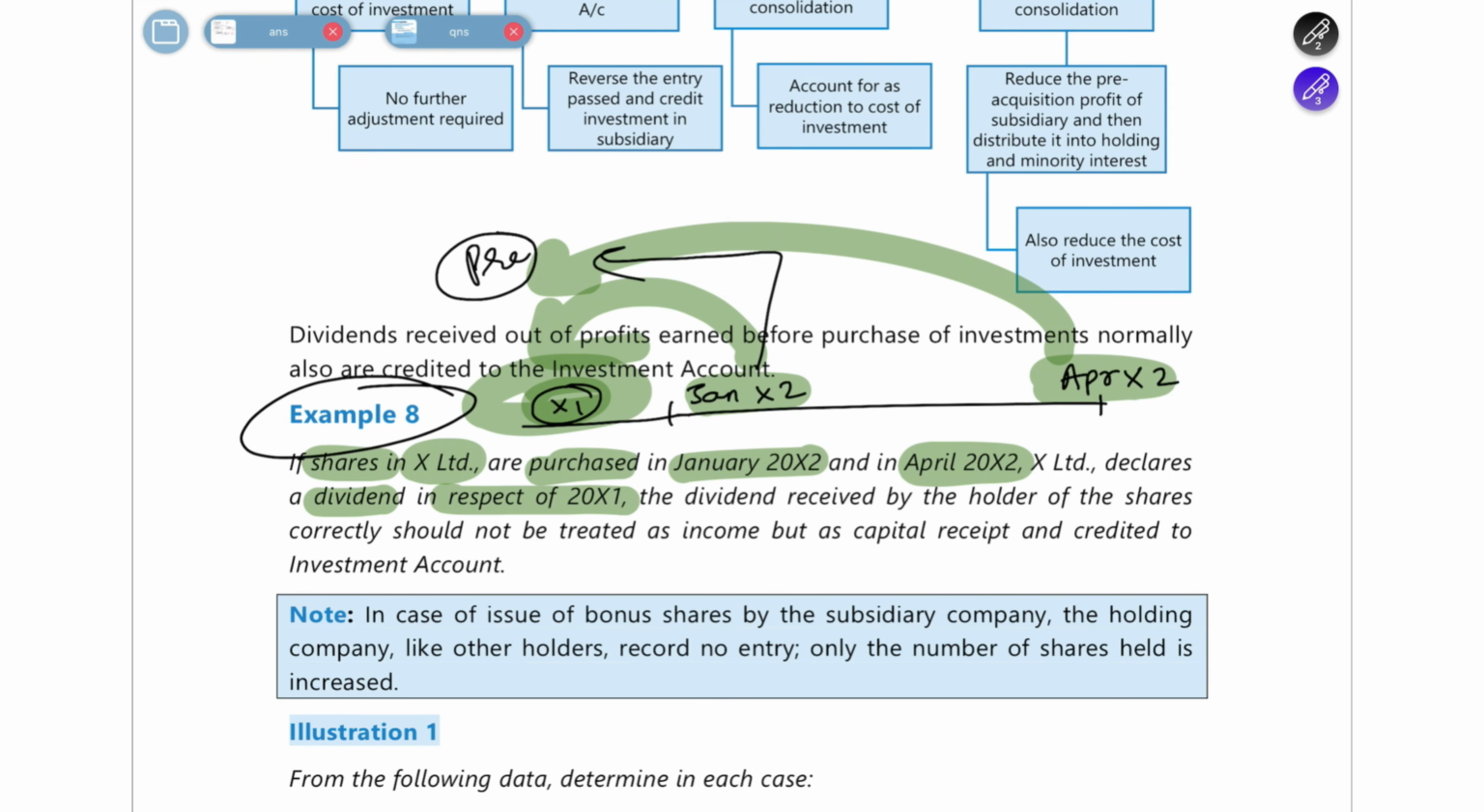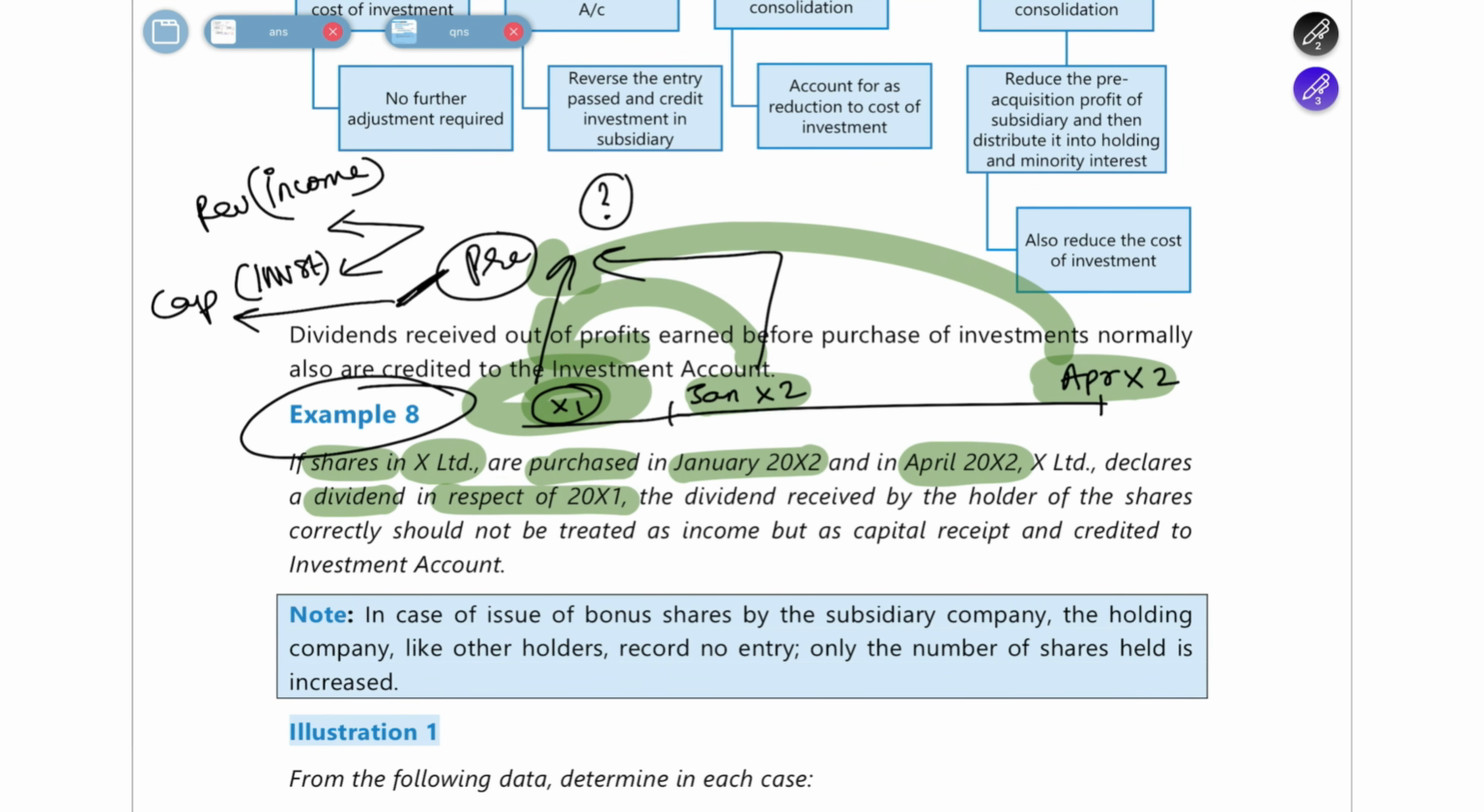So this pre-acquisition dividend, how are you going to treat it? Whether you are going to treat it as a revenue receipt, which means as income, or whether you are going to treat it as a capital receipt and adjust it with the investment account. I told you that if there is a pre-acquisition dividend, you have to treat it as a capital receipt only, credited to the investment account. You have to deduct it from the investment account, and this is what they have told in this example also. If you have seen my concepts video, you would have understood this point well.